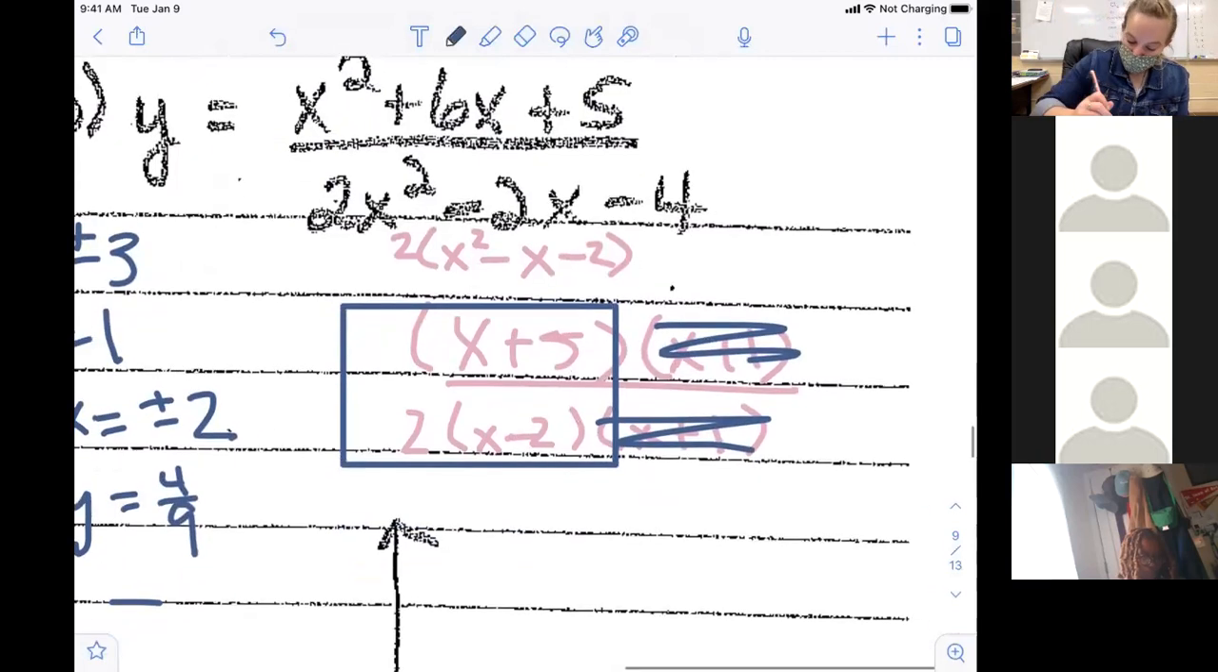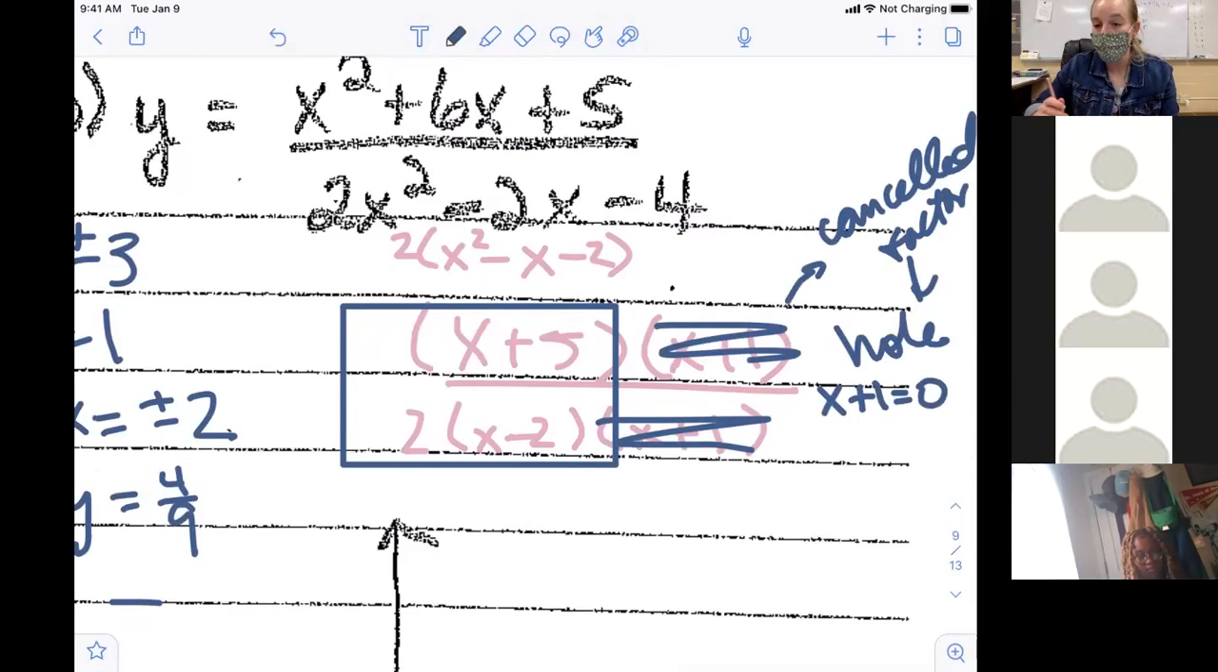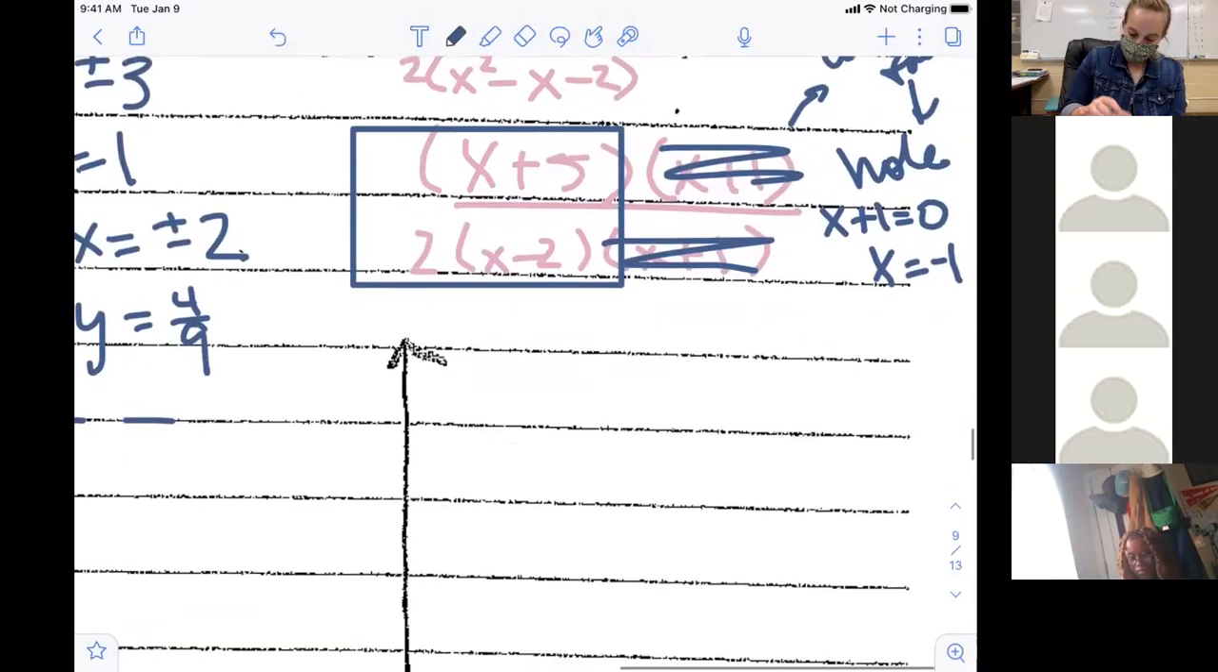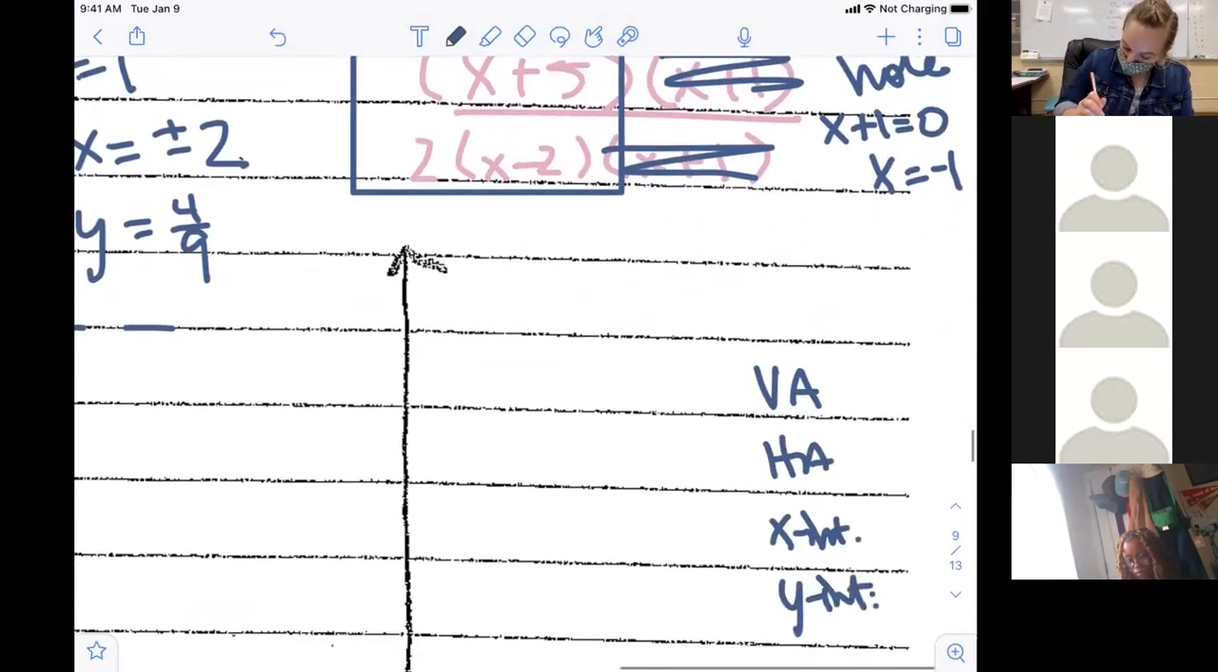What these canceled factors do, those make a hole in my graph. So we set that x plus 1 equal to 0, and that tells me where my hole is at. Subtract 1 from both sides, x does not equal -1. There's a hole at x equals -1. So in addition to my VA and HA and x-intercept and y-intercept, we are going to have a hole at x equals -1.